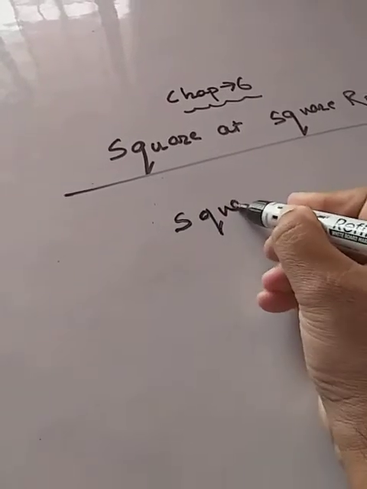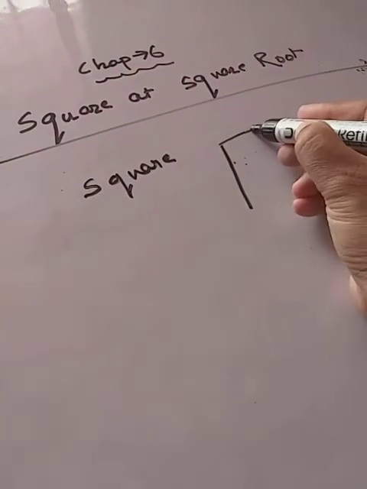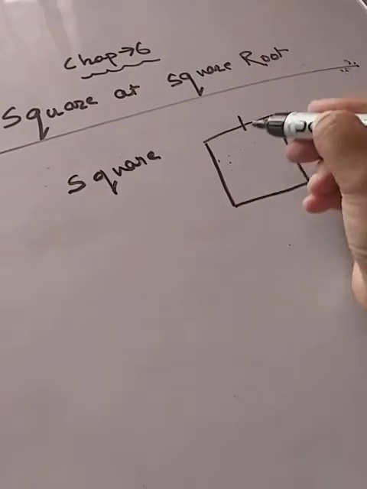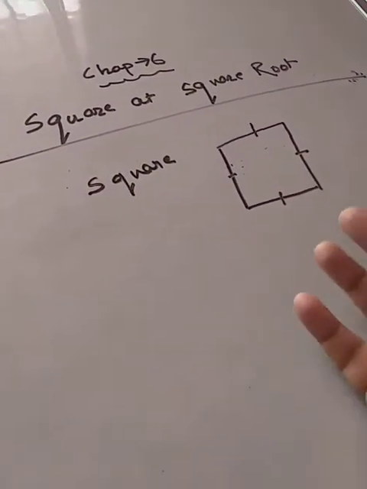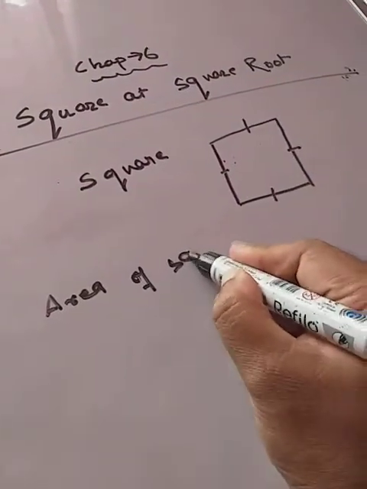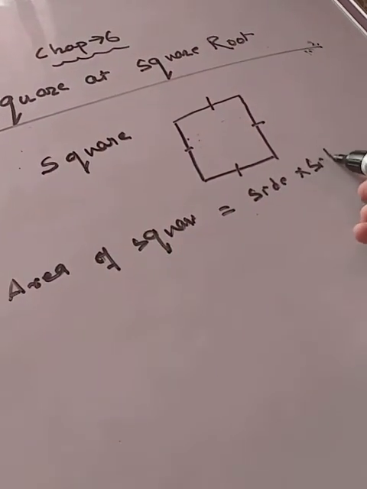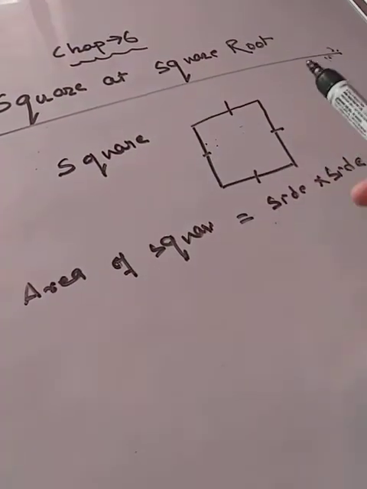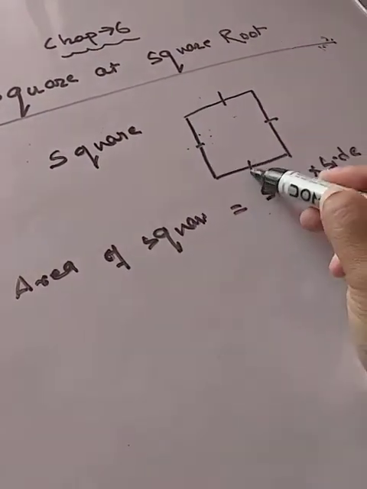When we say the word square, this particular figure comes to our mind, isn't it? That is a square, a figure whose all sides are equal. Now suppose I ask you how to get the area of a square. We have studied this. Area of a square is side into side. We know that in a square all the sides are equal. It doesn't matter which side dimension is given. Suppose this is 5, then this will also be 5, this will also be 5, this will also be 5.